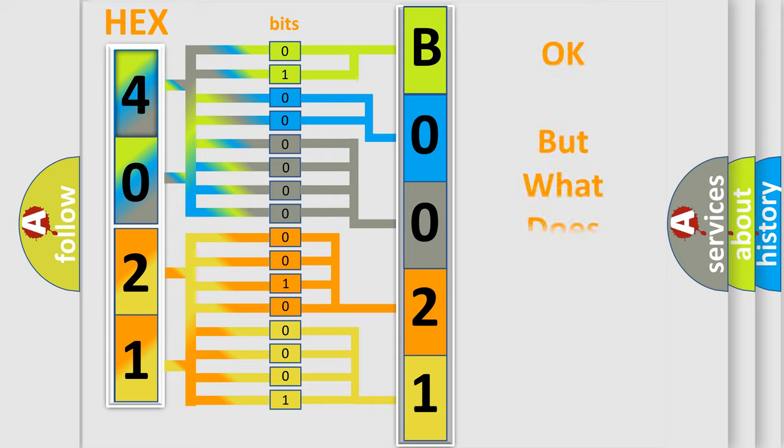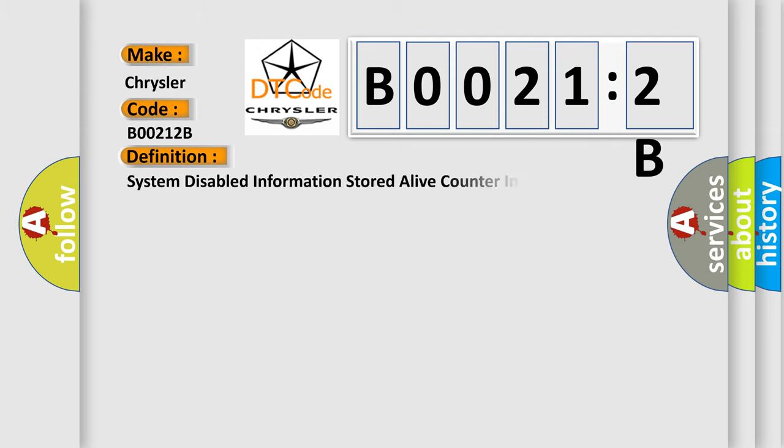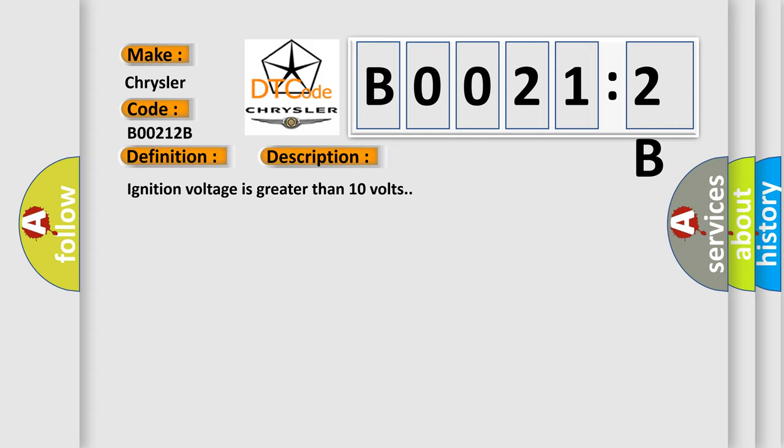The number itself does not make sense to us if we cannot assign information to what it actually expresses. So, what does the diagnostic trouble code B0021-2B interpret specifically for Chrysler car manufacturers? The basic definition is: system disabled, information stored, a live counter incorrect. And now this is a short description of this DTC code. Ignition voltage is greater than 10 volts.